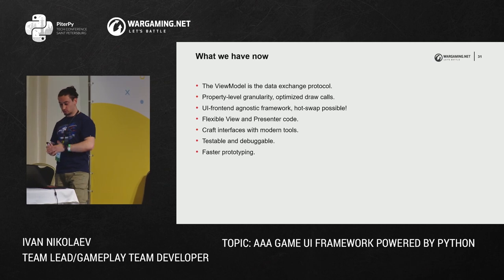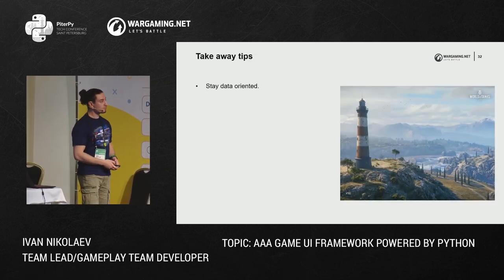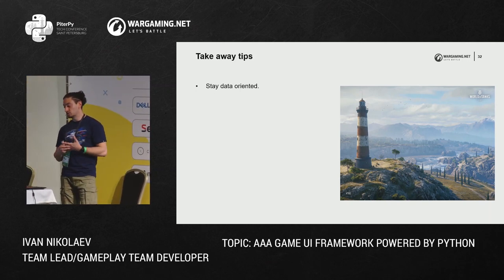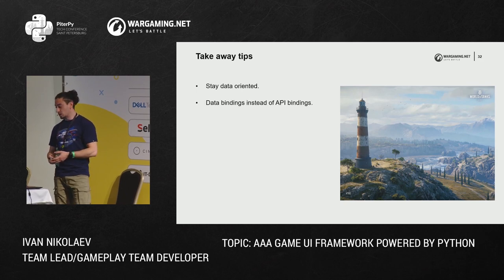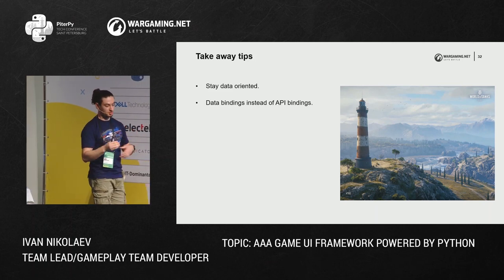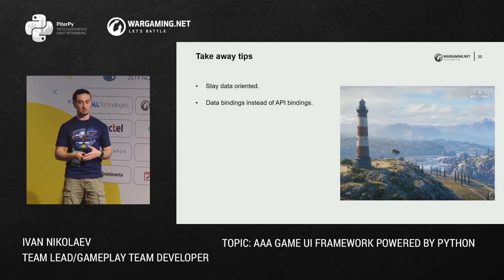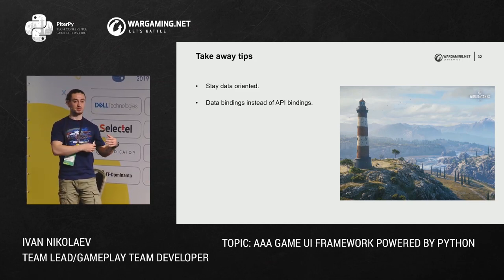So for those of you who are still alive, I have just a few takeaway tips. The first one is obviously: stay data oriented. Changing a data structure is much easier and less costly than changing interfaces, wrappers, and bindings. When you have bindings, even ones written using code generation tools like SWIG or PyBind and so on, you are still writing a lot of stuff which mirrors your existing code.